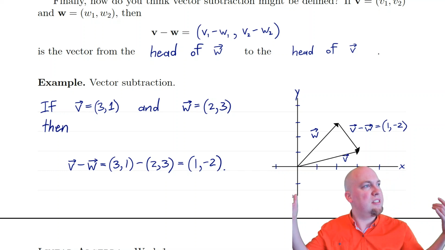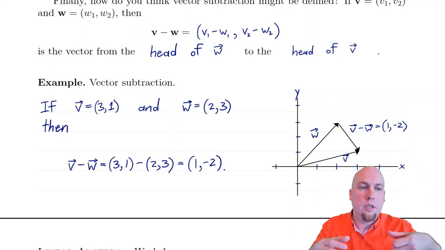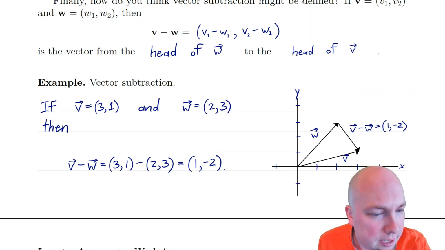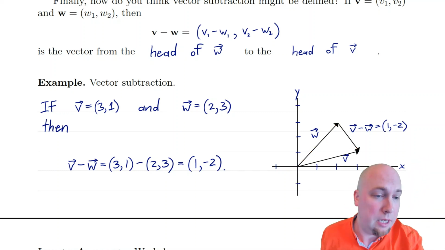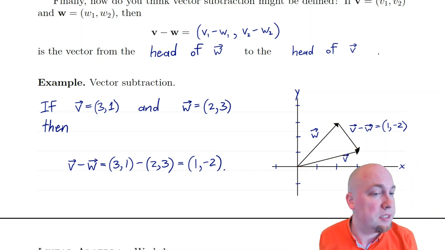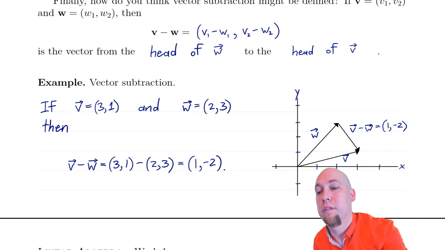So this is just the addition rule flipped around a little bit. If I add w to v minus w, then I get w plus v minus w. Oh, I just get v. I get the other side of the triangle, just like with my addition rule from earlier.